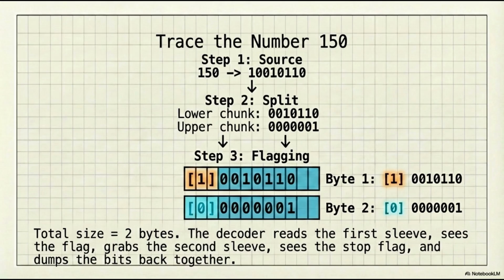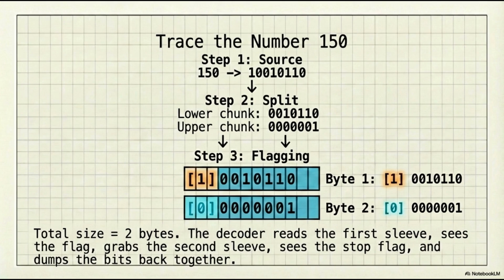So to make this concrete for you listening, imagine your number is a giant stack of coins, and you are packing them into standard coin sleeves. I love this. But the catch is, each sleeve can only hold 7 coins. You can't fit 150 into a single 7-coin sleeve. You have to split the stack. So you take the first 7 coins, the lower chunk we just talked about, and put them in the first sleeve. Right, and because you still have more coins left over, you take a bright red sticker, the continuation flag, and slap it on the top of that first sleeve. So that first byte gets the lower chunk with the 1 flag, so it looks like 10010110. Exactly. The decoder sees that sticker and knows it has to grab the next sleeves too.